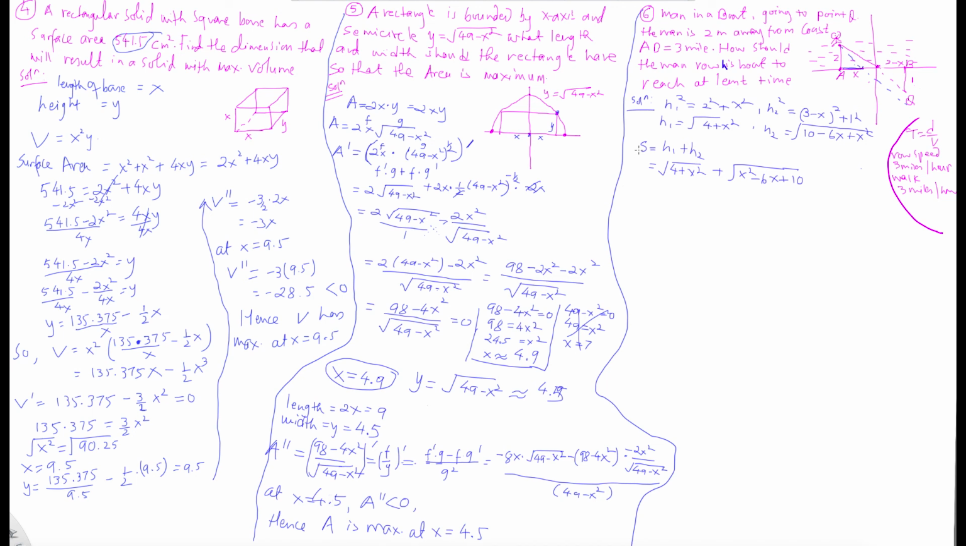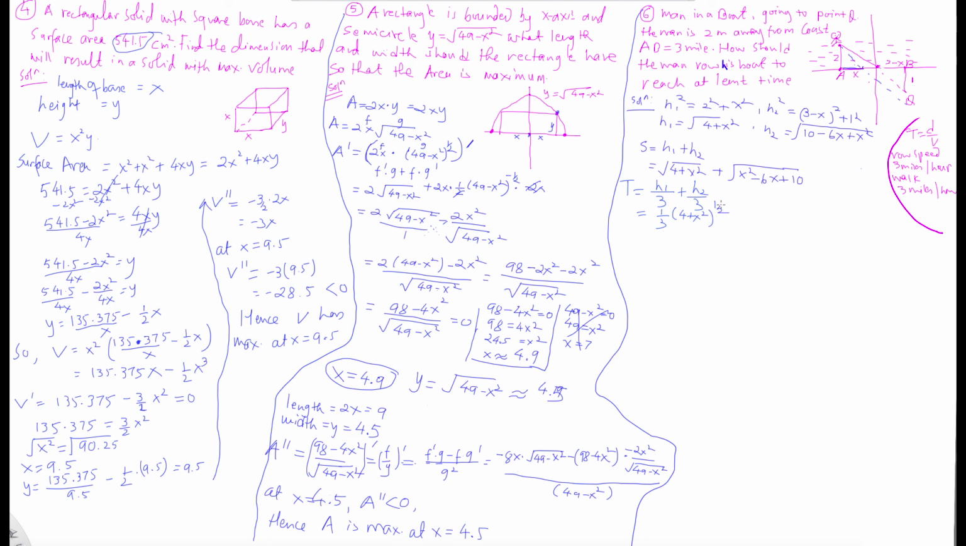Okay, so this is the distance to row, and this is the distance on the land to walk, right? So if I want to find the total time that the man needs, the time function will be h1 over 3 plus h2 over 3. That's what you will get, right? Because the total time is the distance over the velocity plus another distance over the velocity. So if you do that, what you get is basically 1 over 3 times (4 plus x squared) to the 1/2.